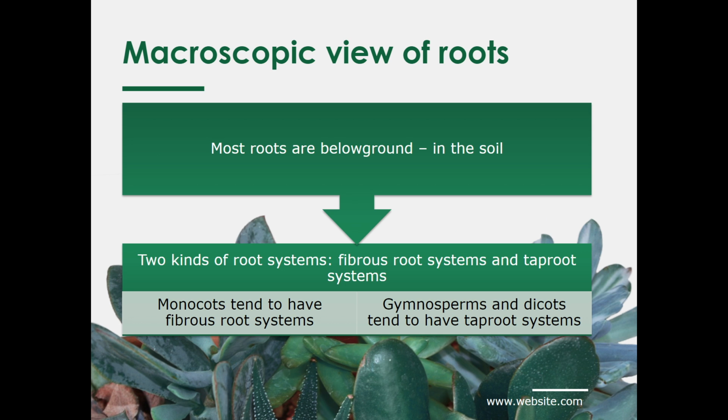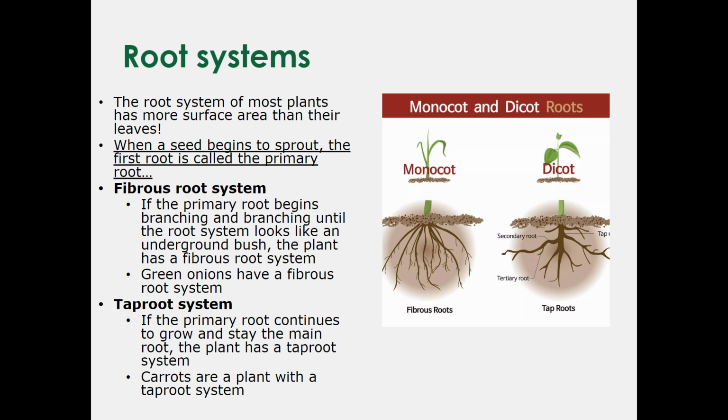Most roots are below ground. They're in the soil, but there are two types. There are tap roots and fibrous root systems. Monocots tend to have fibrous root systems, and then gymnosperms specifically and many dicots tend to have taproot systems. So let's compare the fibrous root system to a taproot system.